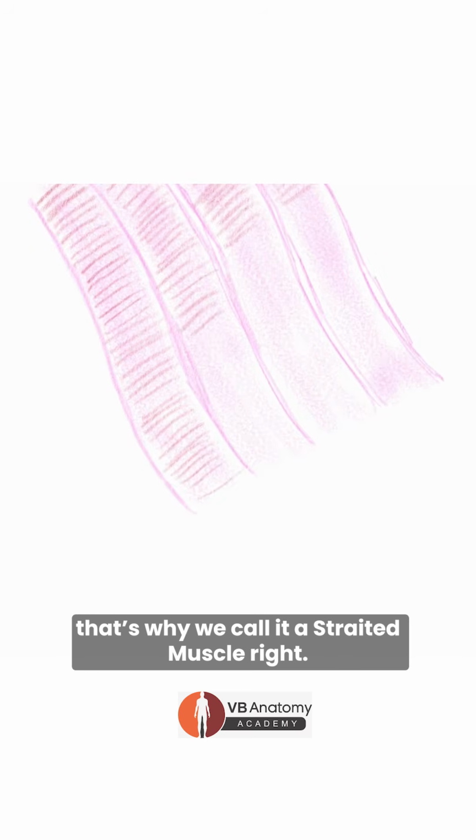Now begin to draw such bands. These are light and dark bands which are always seen. That's why we call it a striated muscle, right?